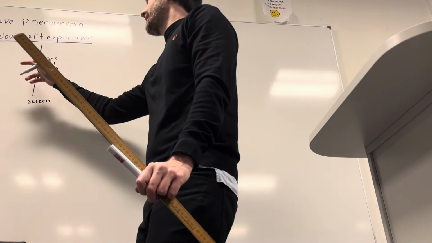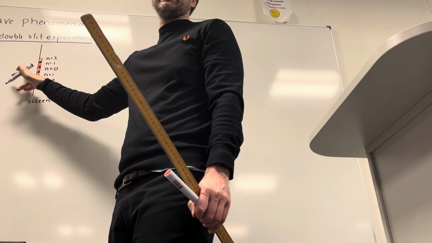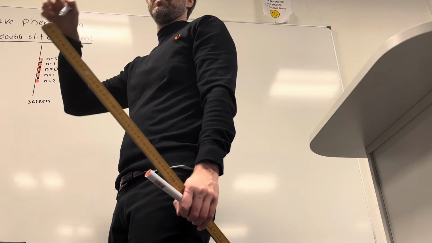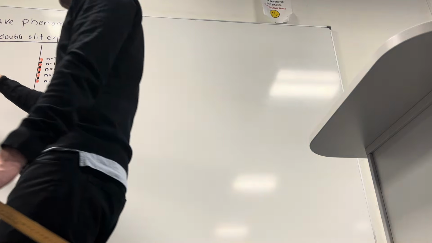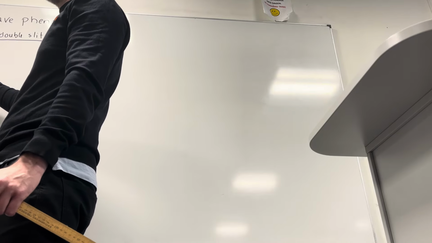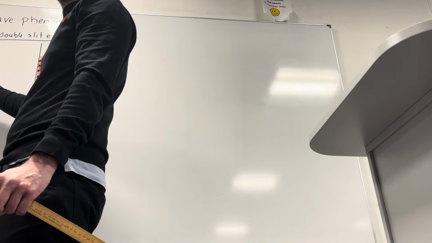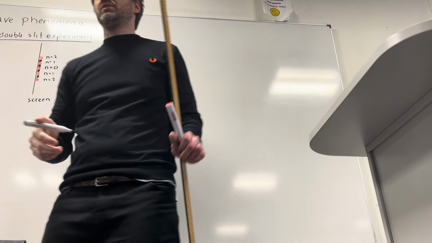So bright light, that's a consequence of what? Why do we get bright light? Constructive interference. So the wave from this slit constructively interferes with light from this slit. And the dark one is due to destructive interference.